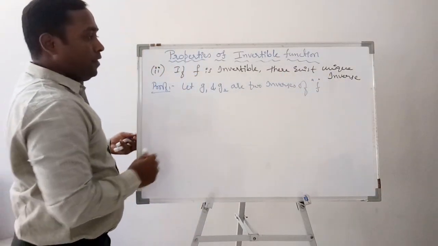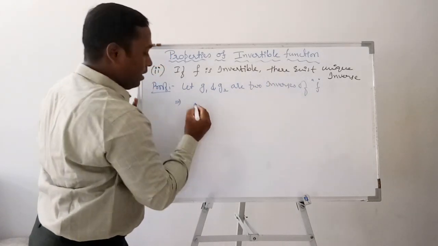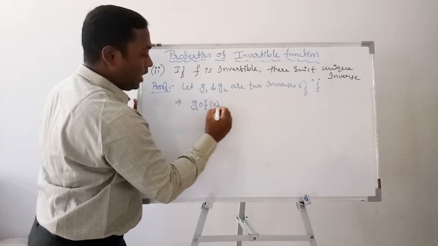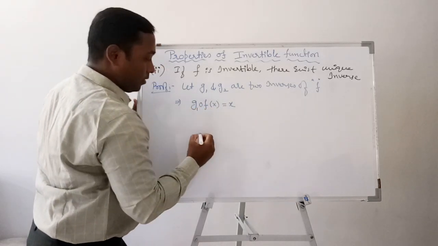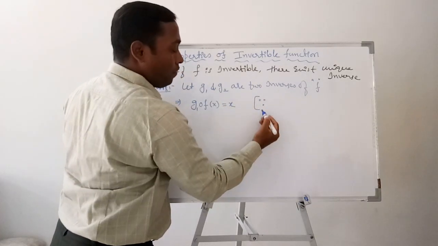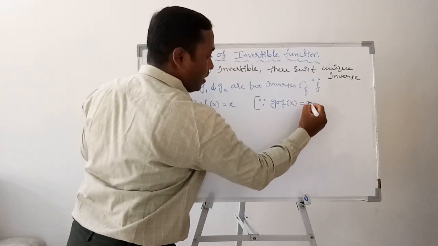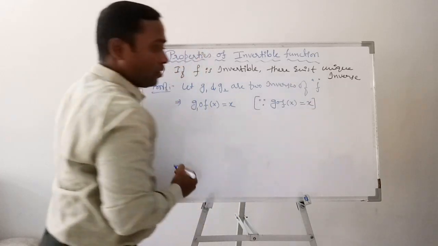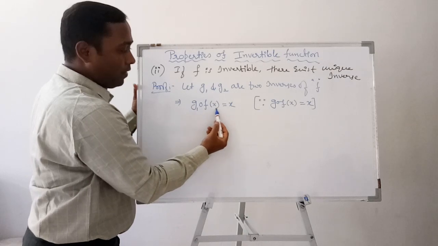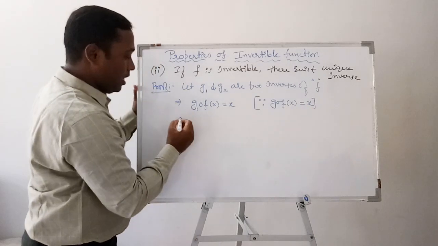So by the definition I can say here, if g1 is the inverse of f, then definitely g1 circle f of x must be equal to x, because we have already discussed this point. If g is the inverse of f, we can say that g circle f of x must be equal to x. So by this definition I can write g1 circle f of x is x, because I already assumed that g1 is the inverse of f.